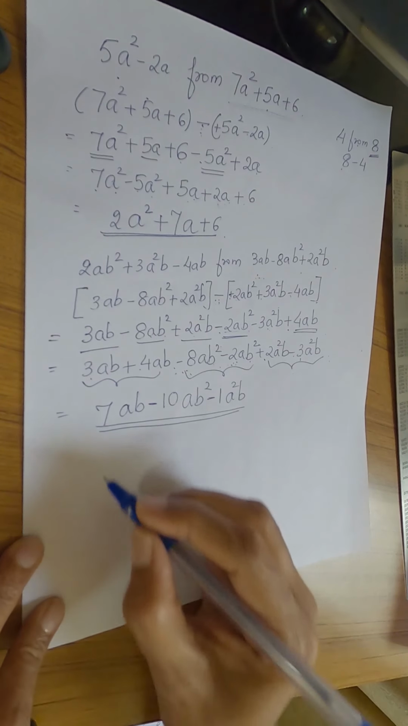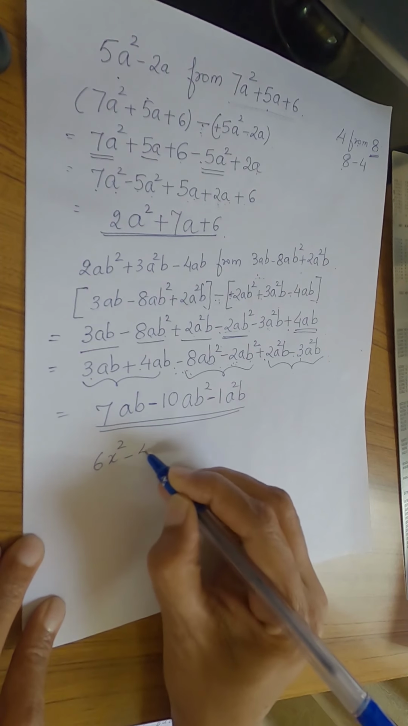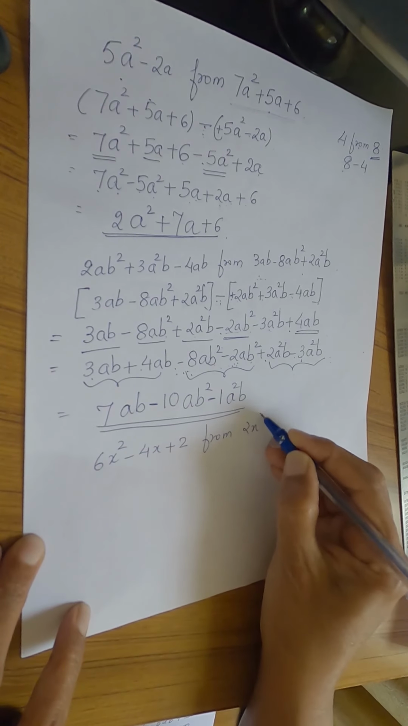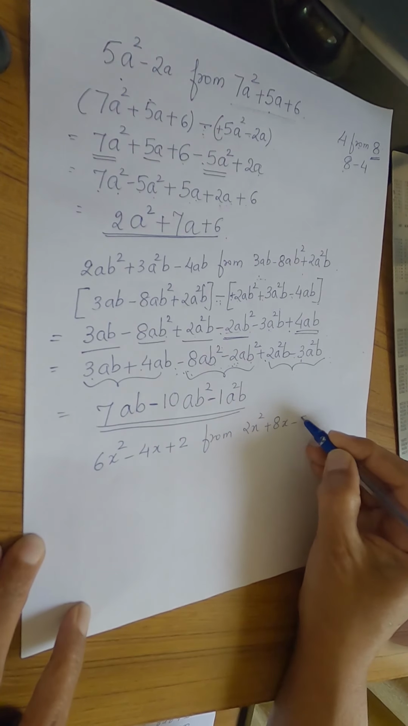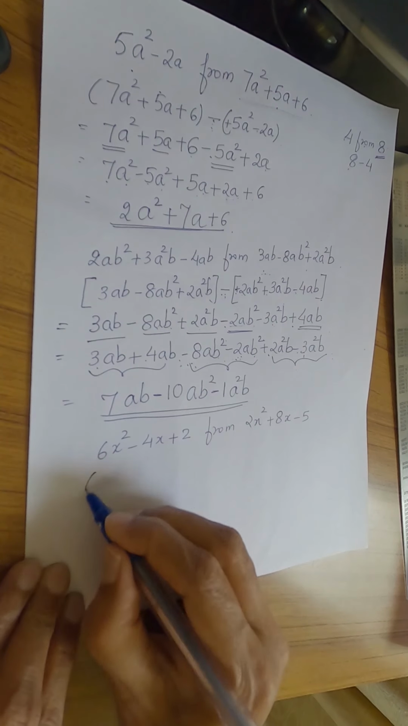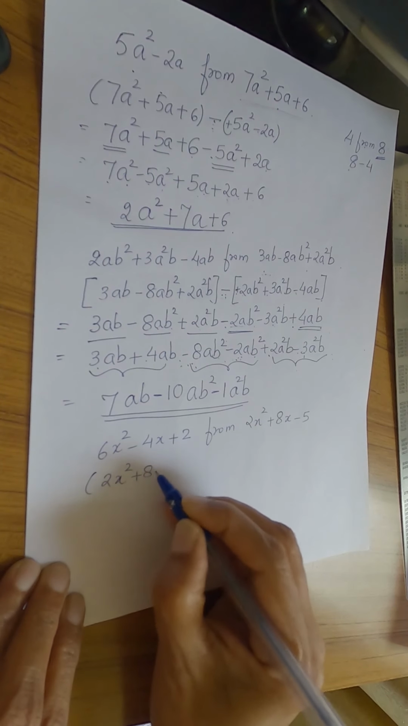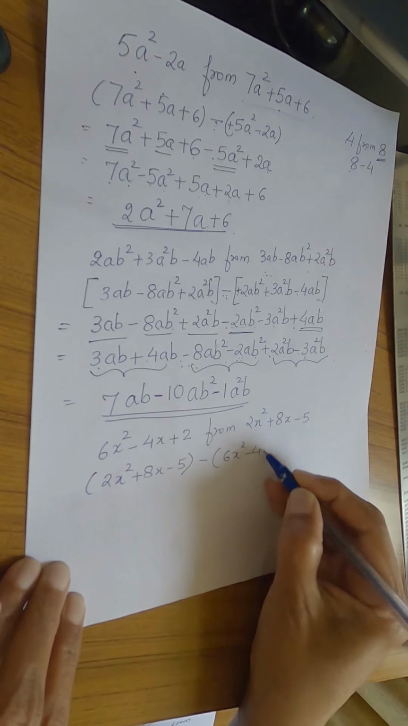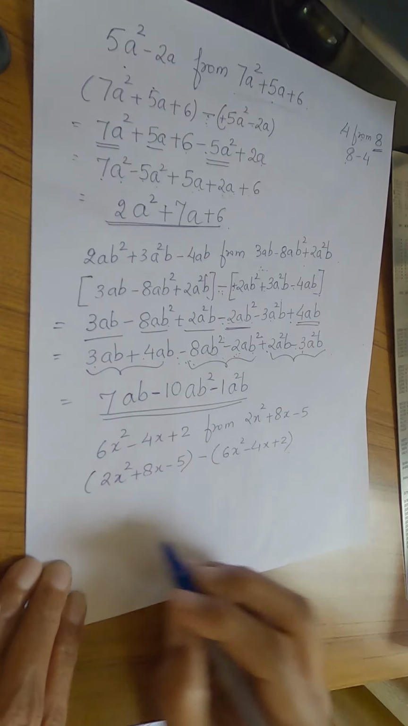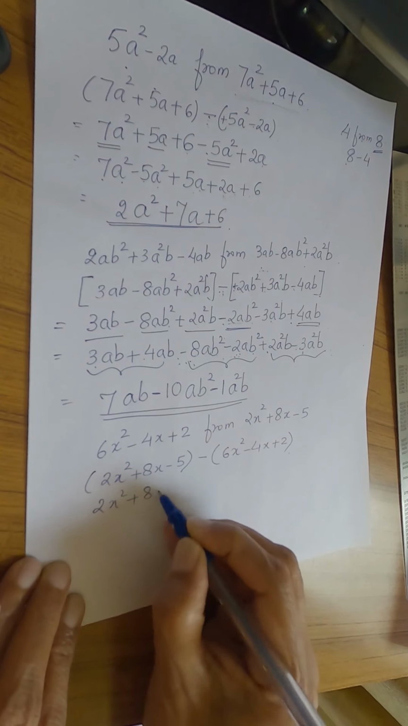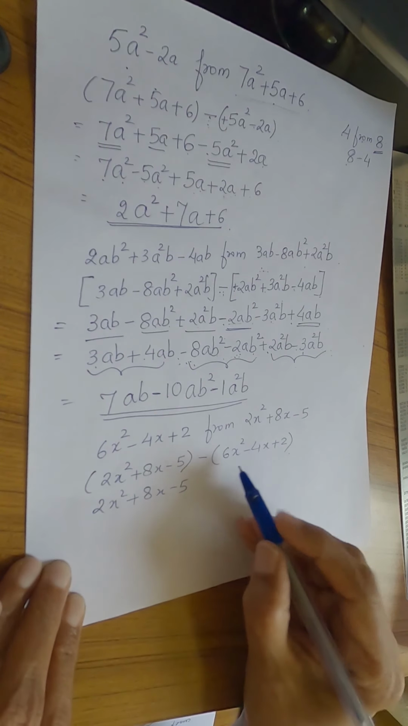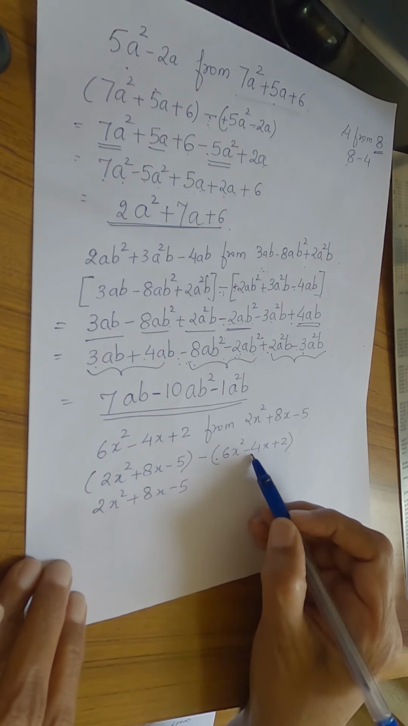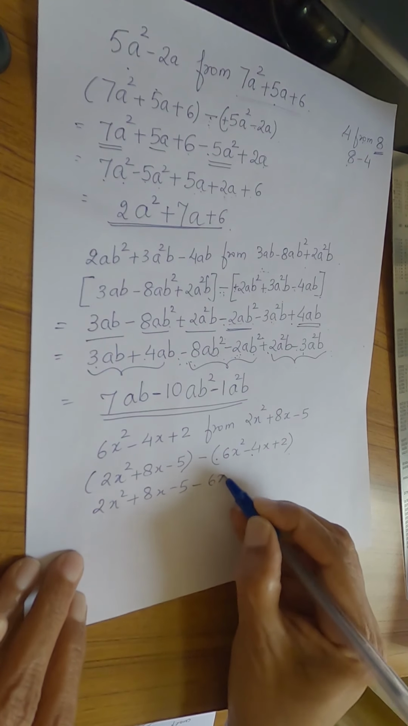Just let's take one more last example. 6x square minus 4x plus 2 from 2x square plus 8x minus 5. Let's form the brackets. After "from", the expression is written first, minus sign, and then the second expression. Let's open the brackets. First bracket as it is. And now what we do, we change the signs of all the numbers in the second bracket. The plus ones will become minus, minus ones will become plus.